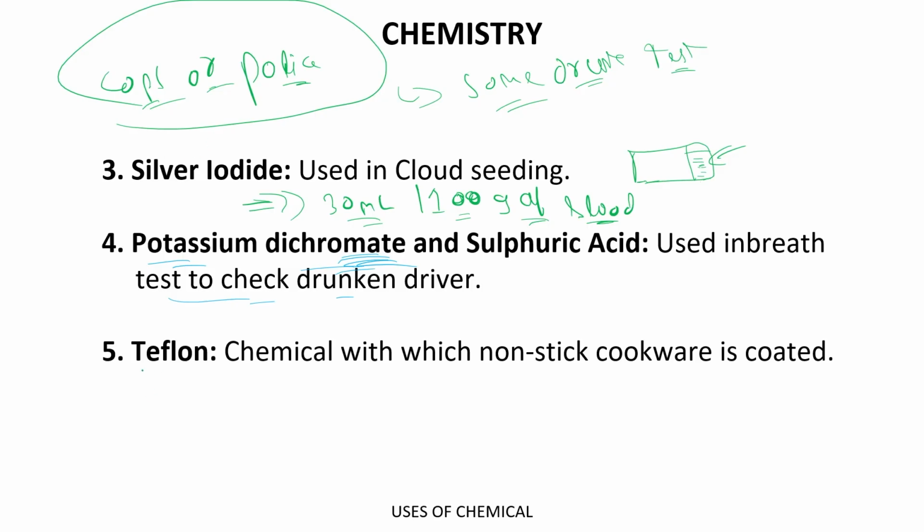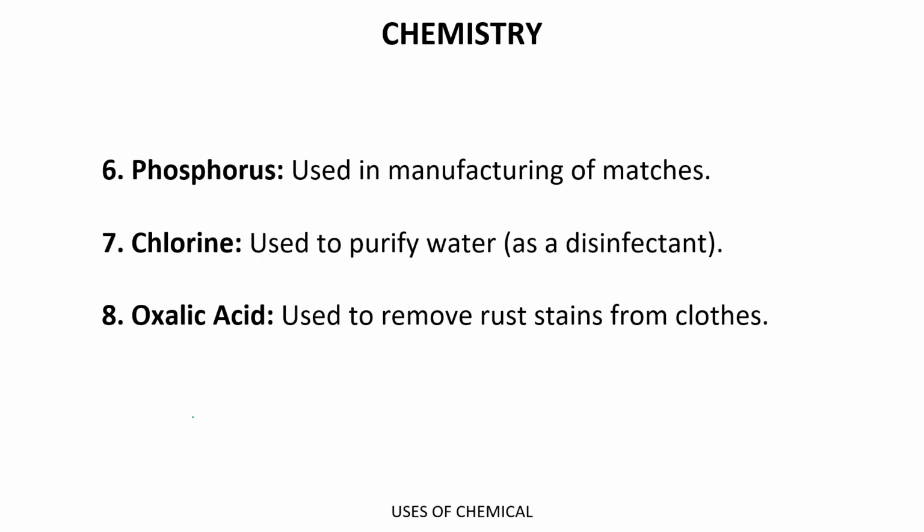Thereafter, now we have Teflon. It is a chemical with which non-stick cookware is coated. All right, now let's move forward. Now we have phosphorus, used in the manufacturing of matches. This is also an explosive material. Phosphorus is also an explosive material and it is basically used in manufacturing of matchboxes. How? Let me show you.